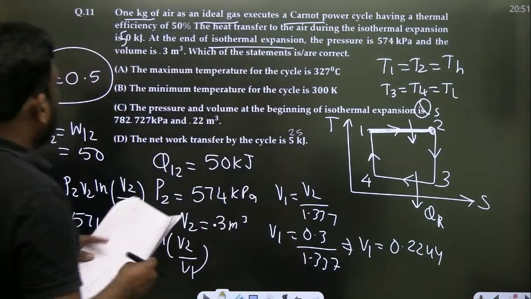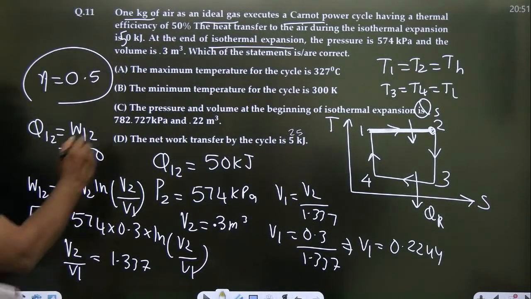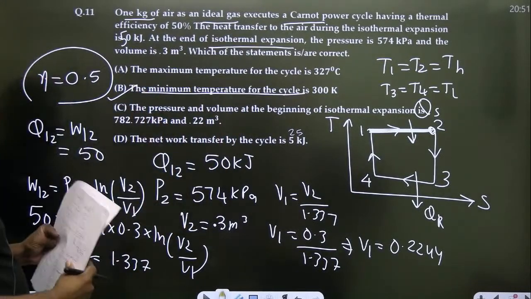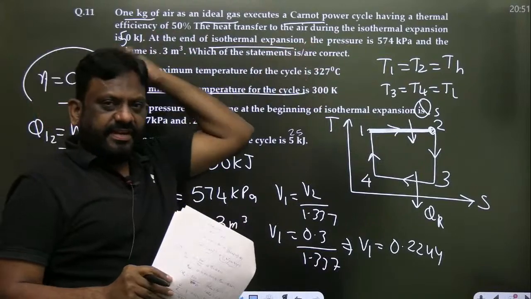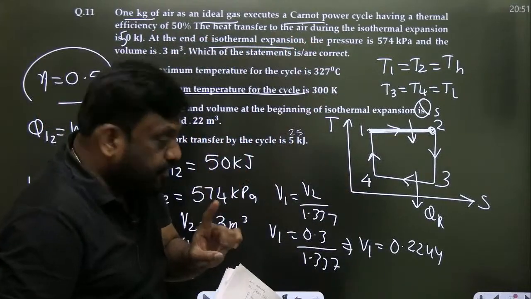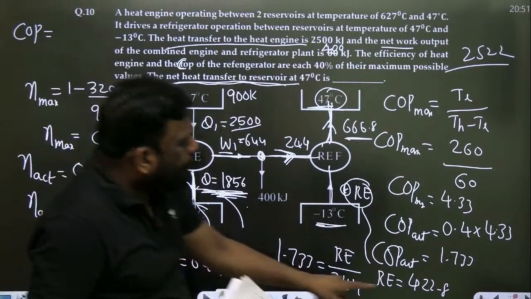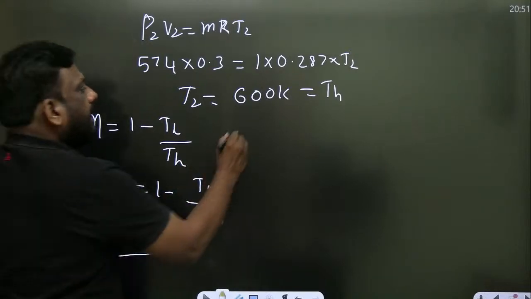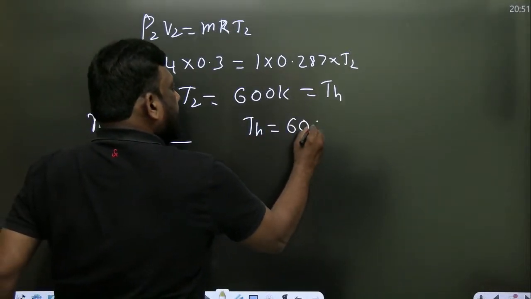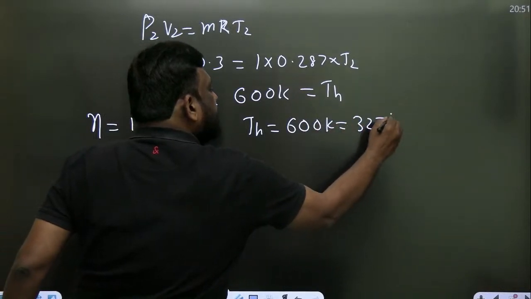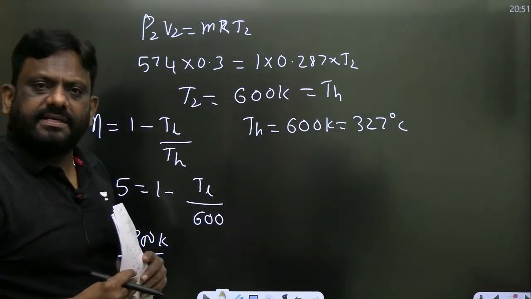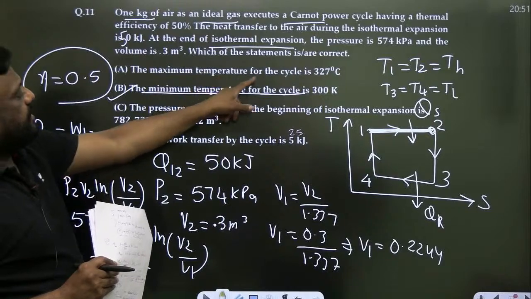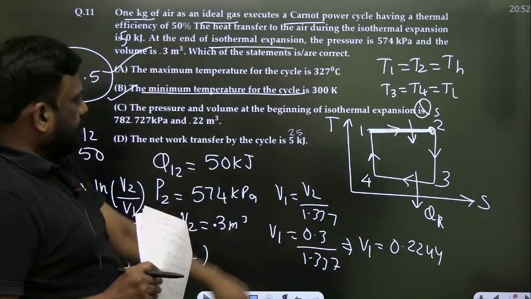अभी क्या पूछा है सर? The minimum temperature of the lower is 300. बहुत बढ़िया. And the maximum temperature is 327. Is it correct? We got, देखो, be careful sirs. We got the lower temperature. सुनो, the lower temperature is 300 Kelvin and the higher temperature is 600 Kelvin. Can I convert this in terms of degree centigrade sir? बिल्कुल बढ़िया. तो is the first option correct or not? The maximum temperature of the cycle is 327. It is also correct, sir.